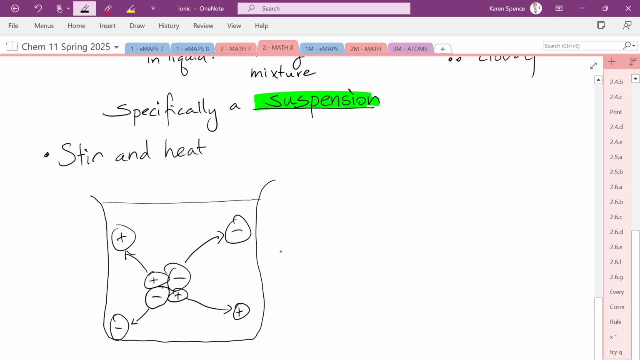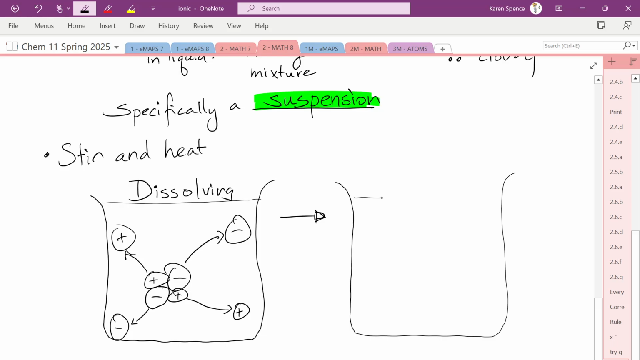In other words, what is this process known as? This is known as dissolving. Okay? And what we end up getting with that is we end up getting free-floating ions.